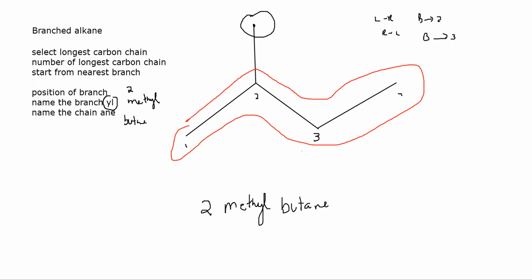Is this example clear? 2-methylbutane. 2 is the position of the branch. Meth is because there is one carbon in the branch. Whenever there's a branch, we call it YL, and then the main chain, because there are 4 carbons in the main chain.